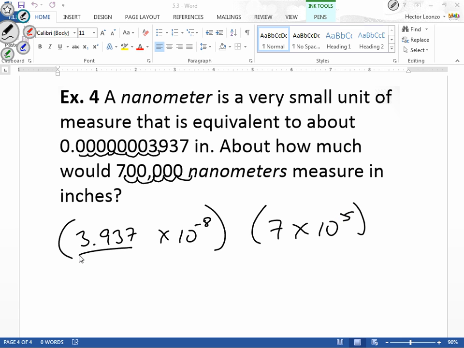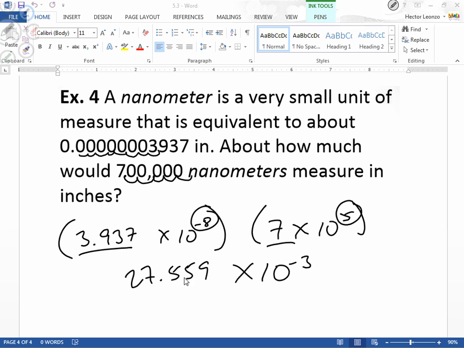All right, so these numbers, 3.937 and 7, I'm just going to multiply them out, just the way we always multiply numbers. 3.937 times 7, so I get 27.559. And I'm going to do 10 to something. I see my exponents. When I add them, I get negative 3.